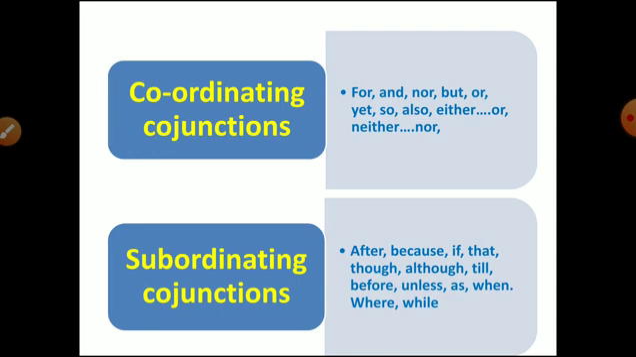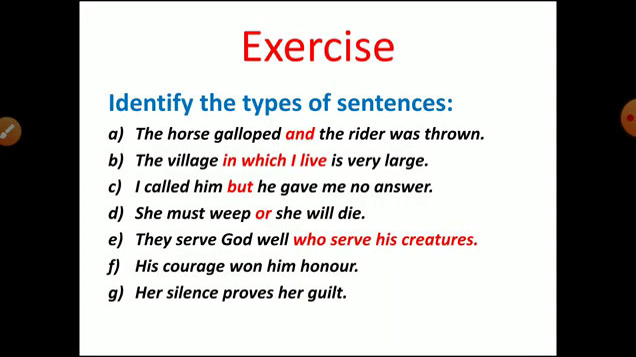Then there are subordinating conjunctions: after, because, if, that, though, although, till, before, unless, as, when, where, while. So these are subordinating conjunctions. These help us to determine complex sentences. Then we have this exercise. Please try to identify the types of sentences, and I have already told you that your main focus must be upon clauses, dependent and independent clauses. That can help you to understand which sentence belongs to what type.